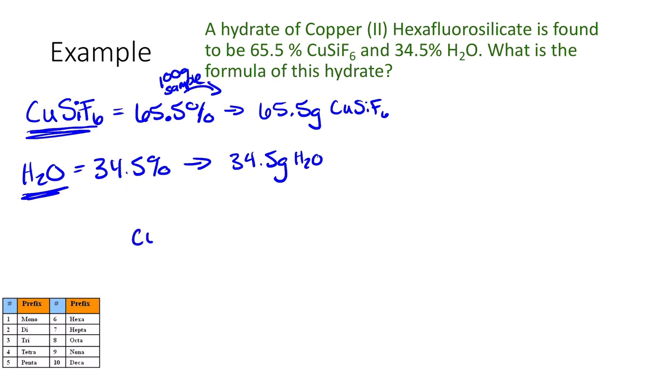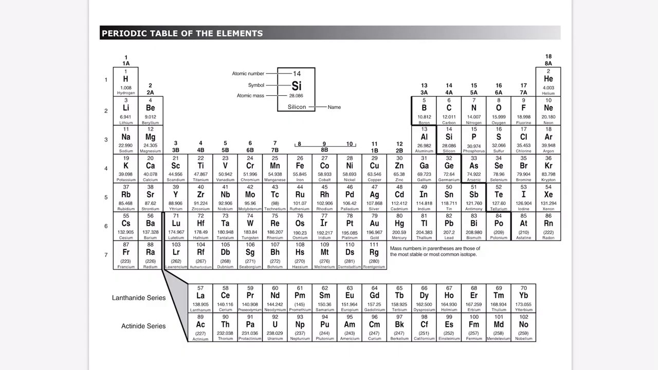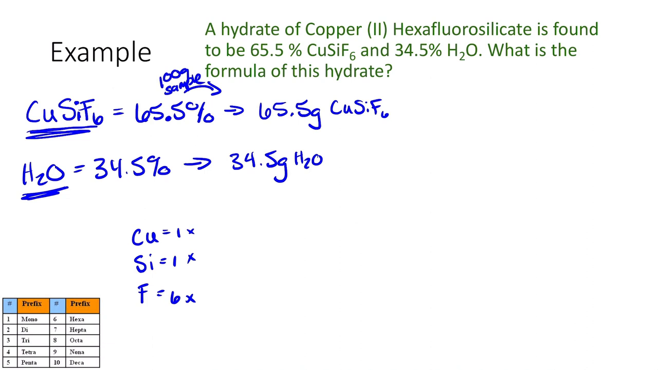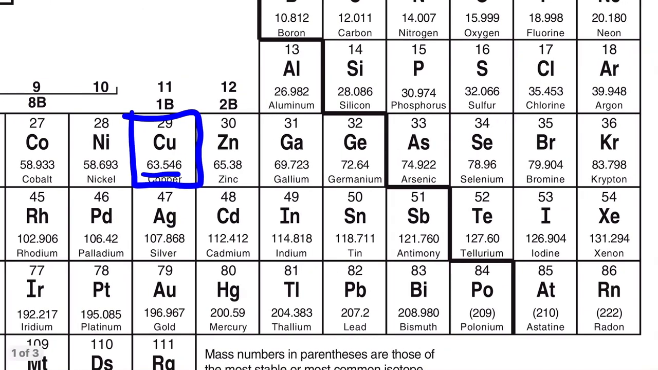So I have copper, silicon, and fluorine. And there's 1 copper, 1 silicon, and 6 fluorines. And so I need those molar masses from the periodic table. So I'm going to pull up my periodic table. I'm going to find copper. It's right here. So let's see. We're going to use 63.55 for copper. That's grams per mole.